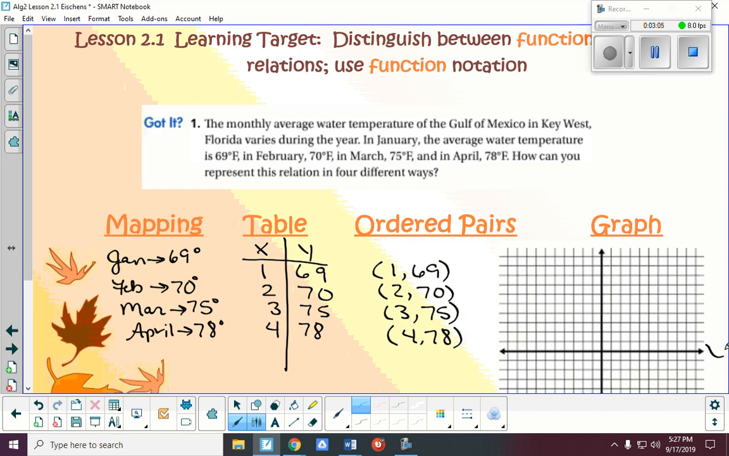Now let's see, our x-axis, we will count by ones. And on the y-axis, those are larger numbers, so let's count by tens. And then we can just plot these points. So at 1, we're at 69. So just about 70. My pen's fat, so it should be a little bit underneath 70. At 2, we're at 70. At 3, the third month, it's 75. And the fourth month, it's 78.